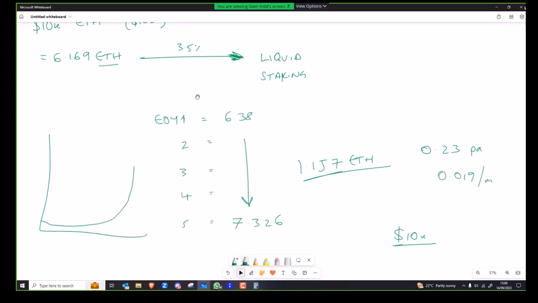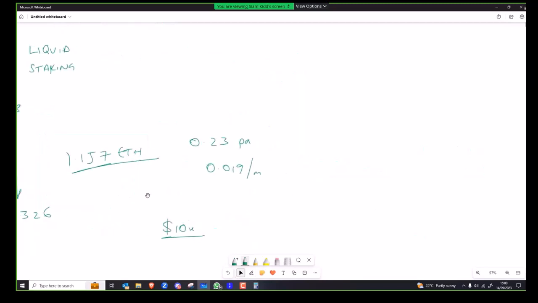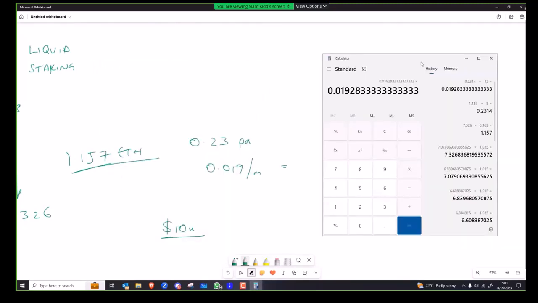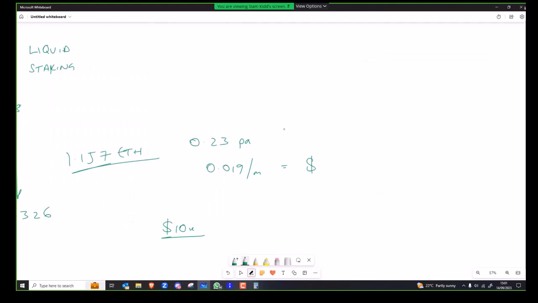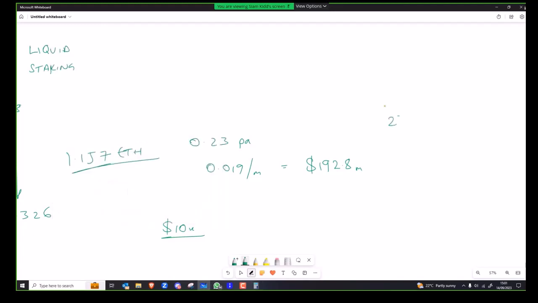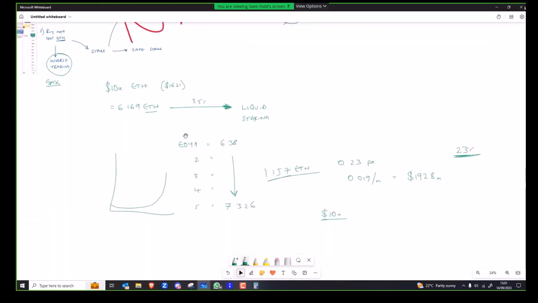So obviously, as I said, the curve is going to be a bit like this, but what this essentially means is that if ETH is then $10,000 each, it's that times 10,000, which means you've got $192.8 a month coming in. Annualized, if that makes sense, which is great, all from 10K, by the way. So that times 12, you're looking at something like 23% yield, so to speak. And you'll get the yields every month.